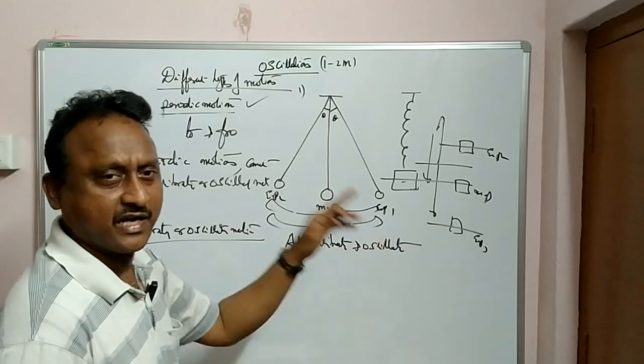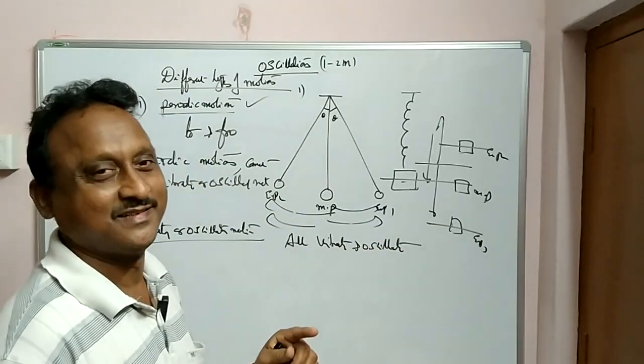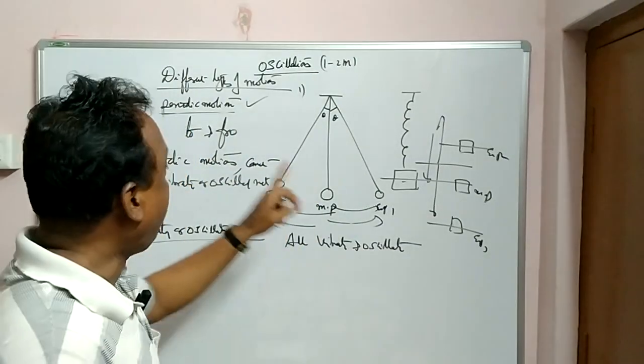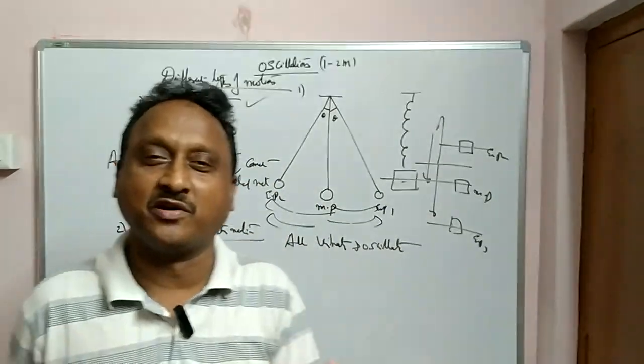All vibratory and oscillatory motions are periodic. But all periodic motions cannot be vibratory or oscillatory.